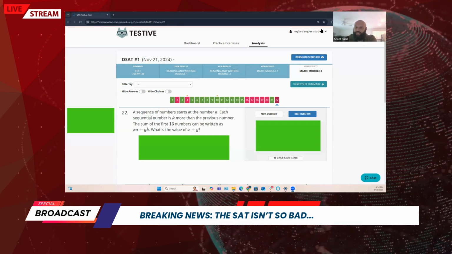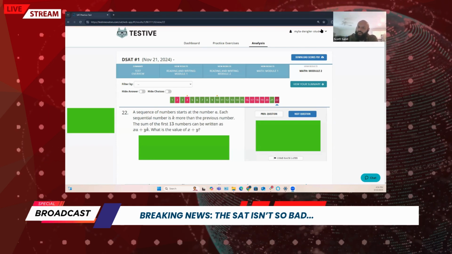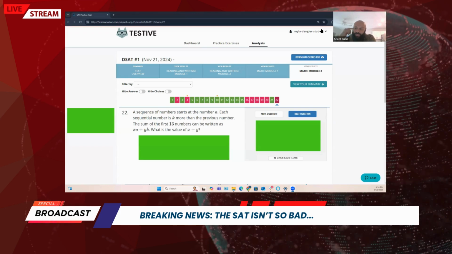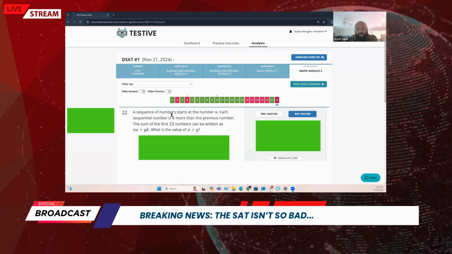Welcome to today's edition of making really hard stuff on the SAT not hard. As you can see, there's a question already up. This one is actually one of the more difficult math problems that's on this particular SAT. Let's go ahead and read it.